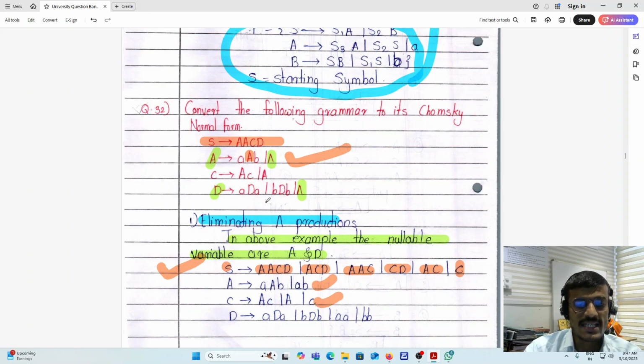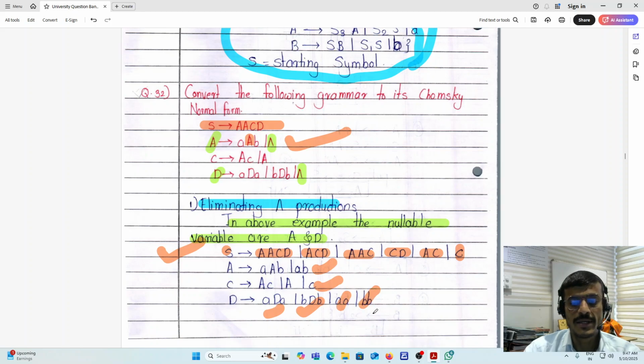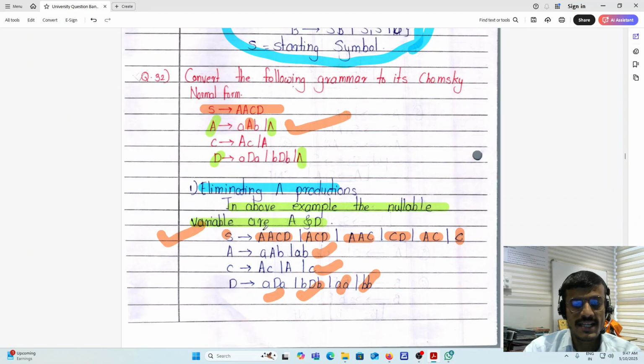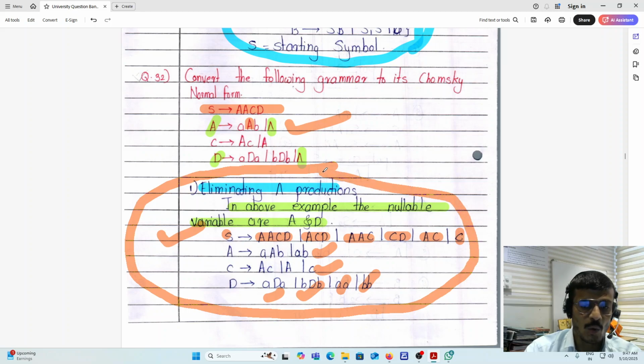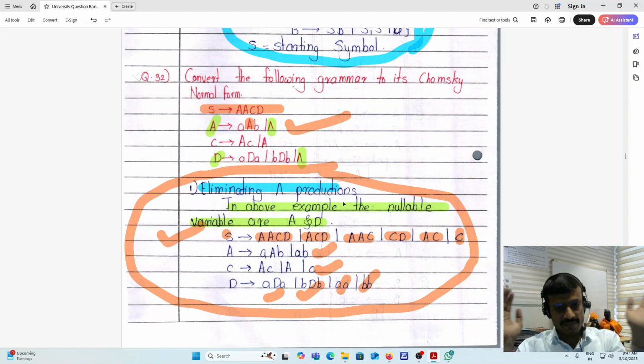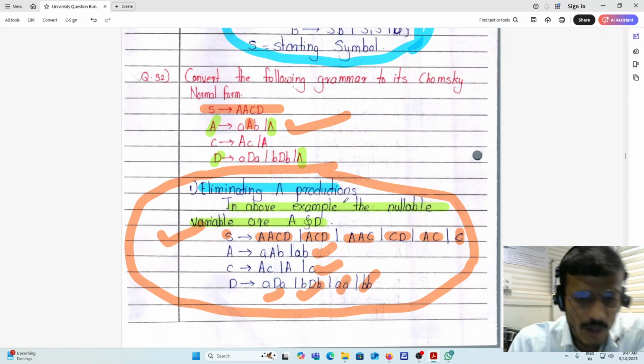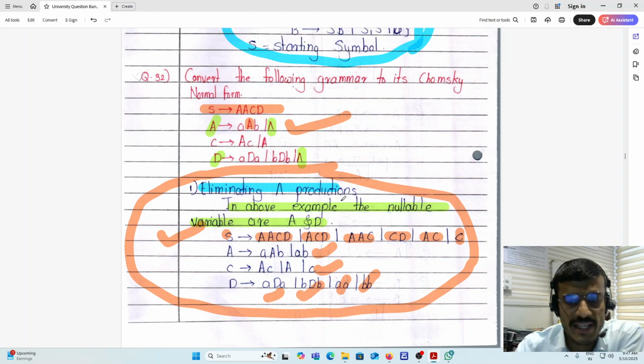And in the last case, D tends to ADA as it is. Then D tends to BDB as it is. Then we replace this D by null, and it gives you AA and BB. So that is the result. Whatever we have circled over here is the result after eliminating the null productions. Fine.